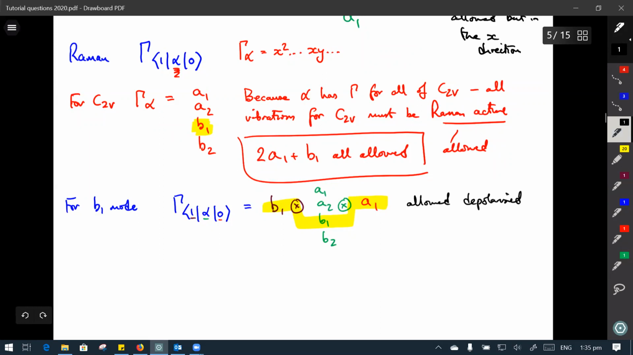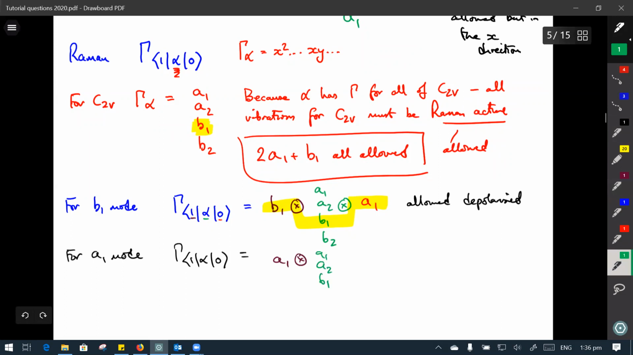Okay? And for the A1s, just for completeness, I will do this. For the A1 mode, again, we'll just go through the process. So it's going to be A1 times A1, A2, B1, B2. And that would be just like that. And that's allowed and polarized. Okay, so that's where I'm coming from.